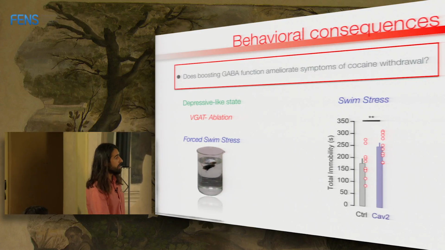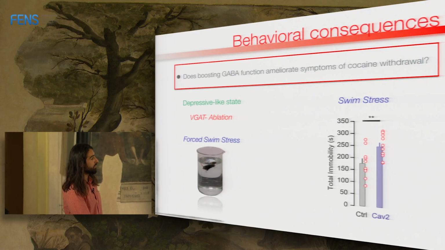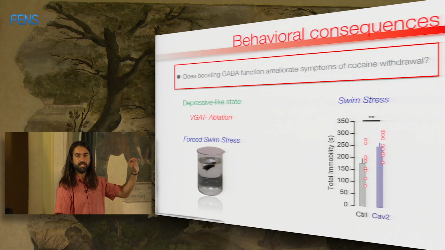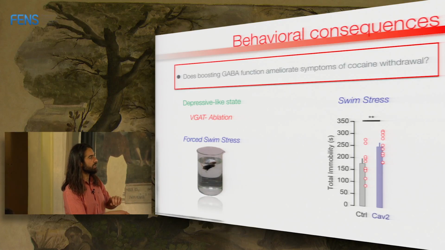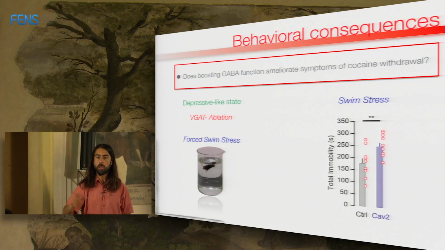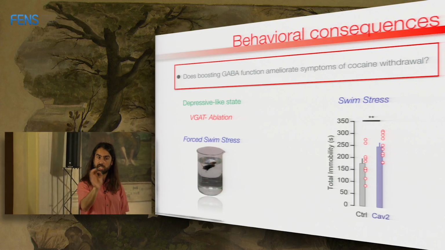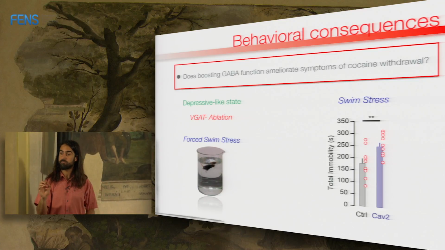But just to give you the framework here, animals injected with the CAV2, now losing the VGAT, not only lose this GABA component, but they are already in a depressive-like state. So by ablating the VGAT in that structure and that connection, it's enough to trigger these depressive-like symptoms.